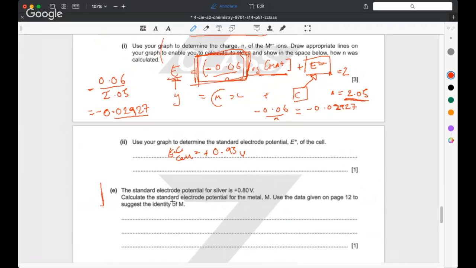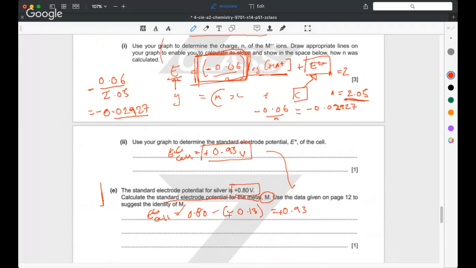And then you've got to do this calculation down here to work out the standard electrode potential for M. We don't know what that is. Now this is a bit tricky because you know that the standard electrode potential for silver is 0.8, and you know that the cell is 0.93. So you've got a couple of options. You could have that the standard cell potential is 0.8 for the silver minus negative 0.13, because that equals the positive 0.93 that we calculated.